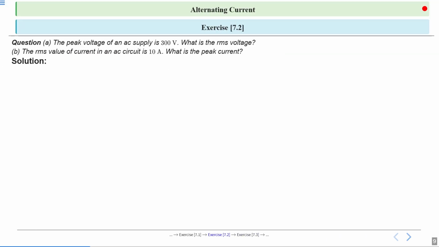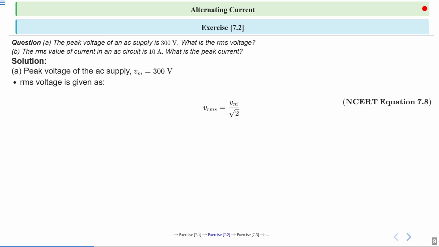So let's see the solution. Peak voltage of the AC supply, Vm, is given as 300 volt. Now RMS voltage is given as Vrms equal to Vm upon root 2. This is the relation between RMS value and peak value, according to NCERT question 7.8. So the RMS value will be equal to 300 upon root 2.